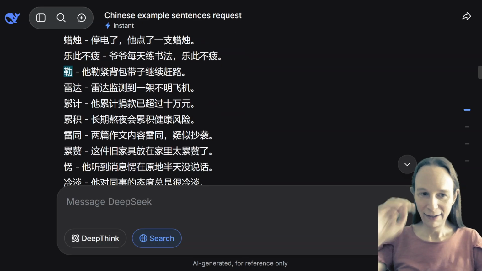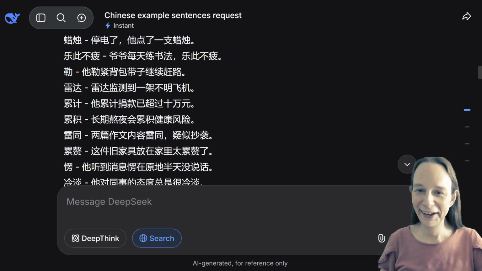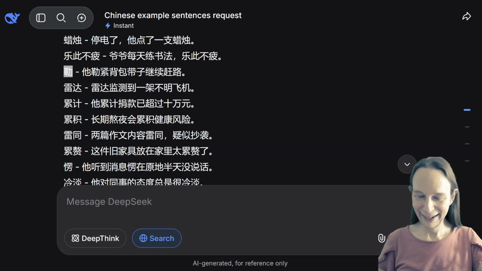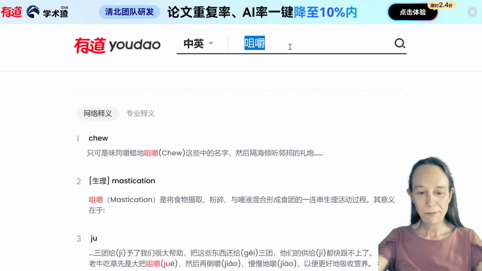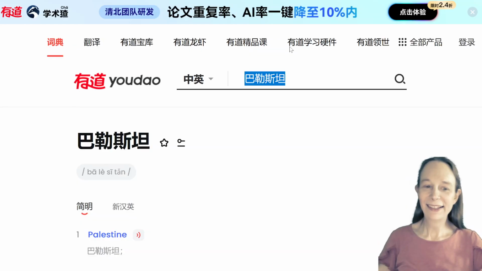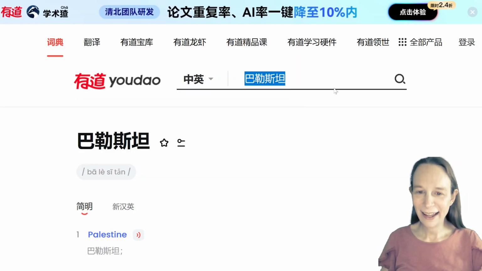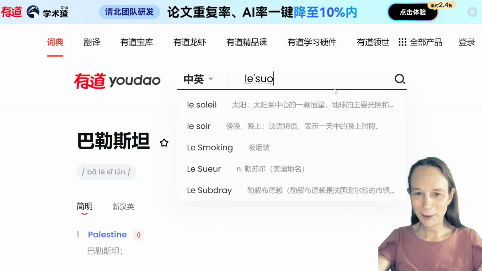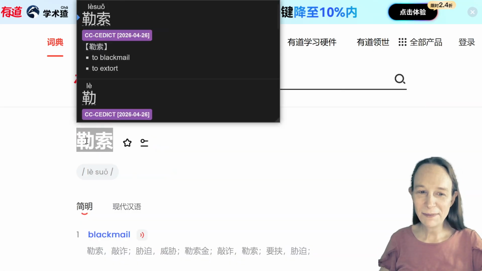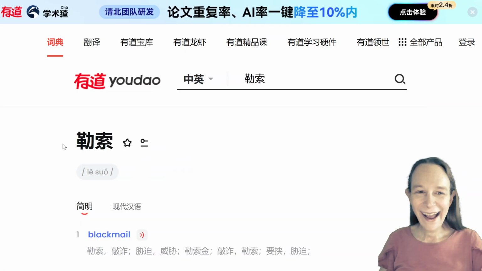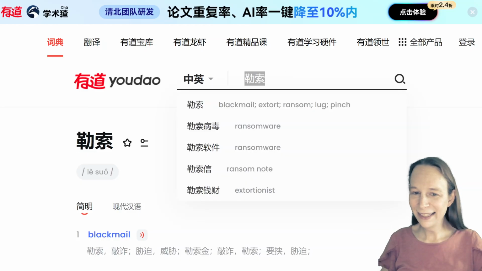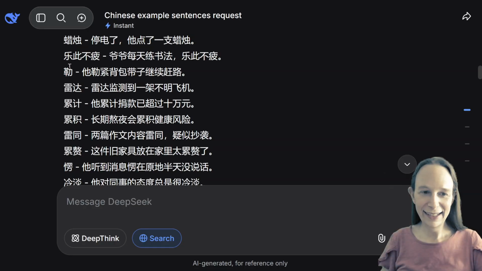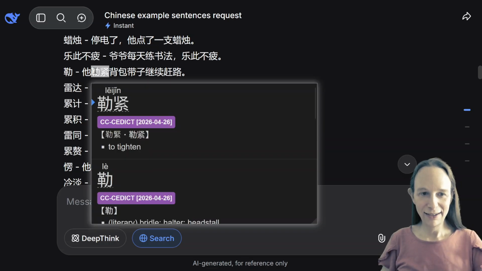乐. I'm going to be honest, I don't know what this means. I mostly see this in Palestine. I see it in the word 勒索, which isn't a good word, but blackmail. 勒. Yeah, so where else do I see it? I guess, I don't know. 勒紧.